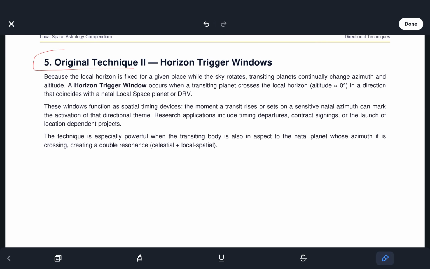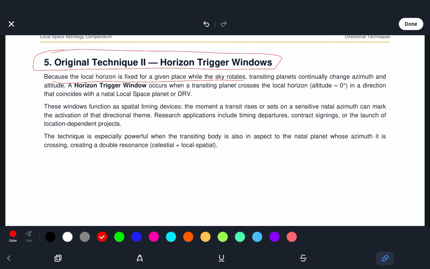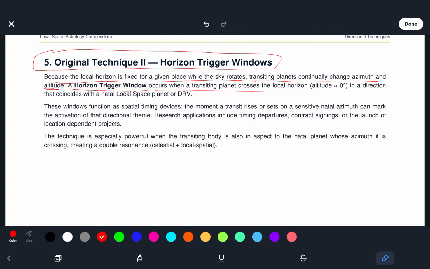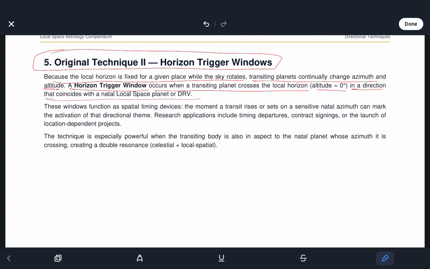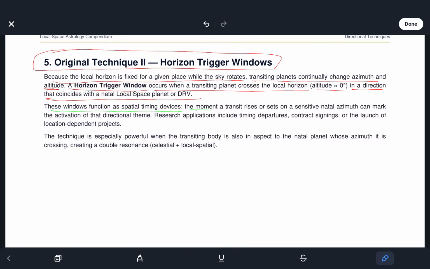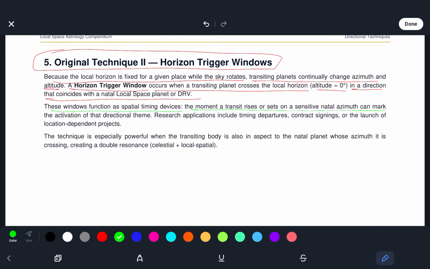So HDW. Because a local horizon is fixed for a given place while the sky rotates, transiting planets continually change azimuth and altitude. A HDW occurs when a transiting planet crosses the local horizon, while altitude equals 0 degrees, in a direction that coincides with the natal LSP, local space planet, or DRV. These windows function as spatial timing devices. The moment a transit rises or sets on a sensitive natal azimuth can mark the activation of that directional theme.